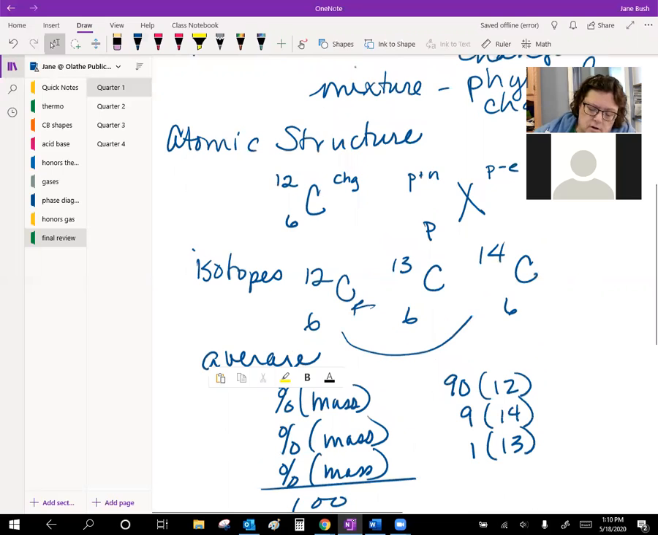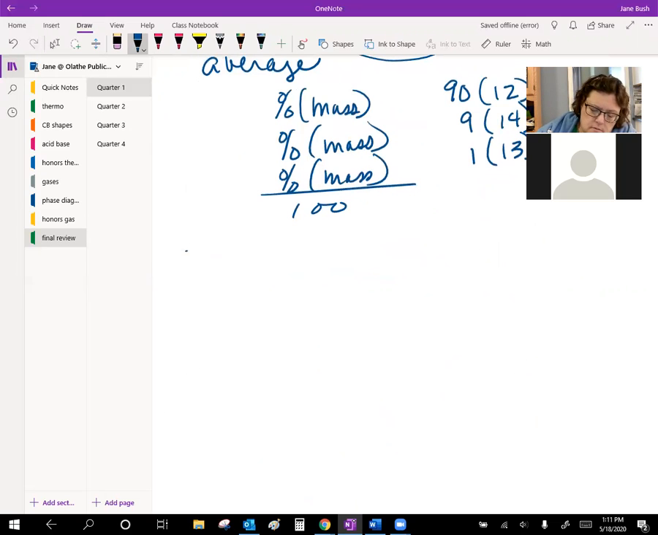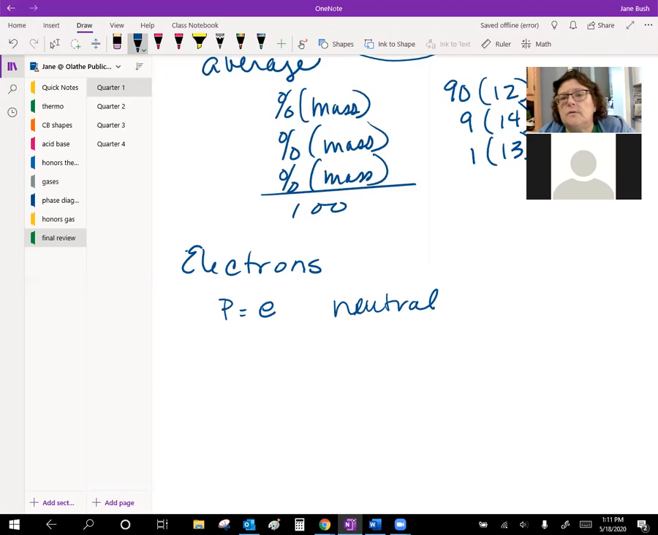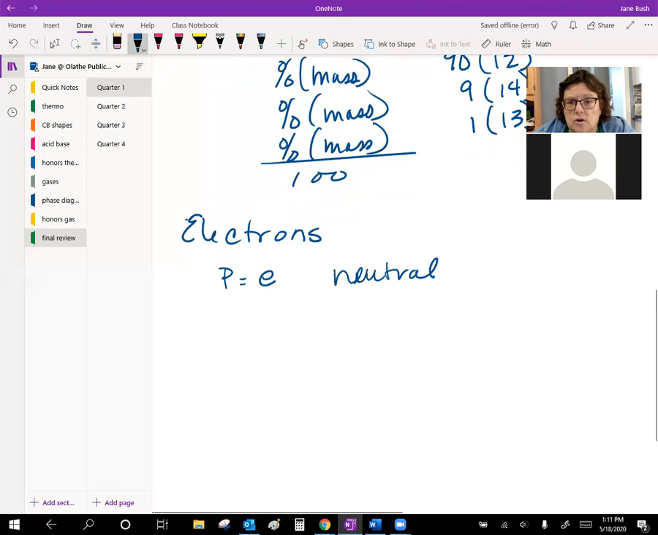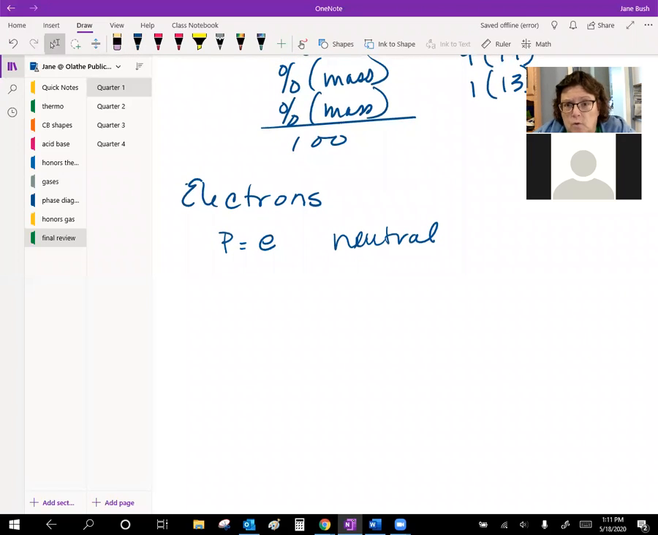Let's see, electrons. If it's neutral, the protons are going to equal the electrons. And the electrons, remember that they live in different places. I'll send you guys a hotel chart that you can print out if you want. If we were in class, I'd give you one. But let's recall how the electrons situate.